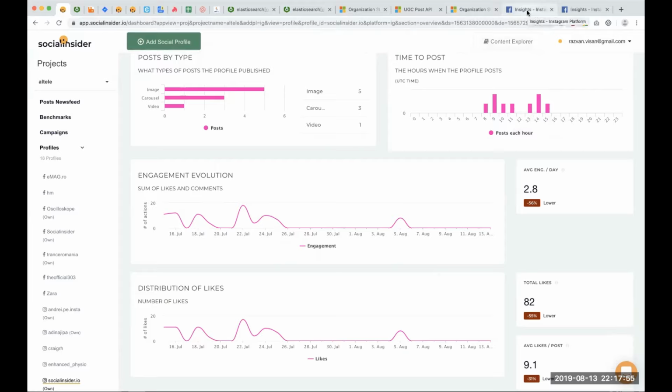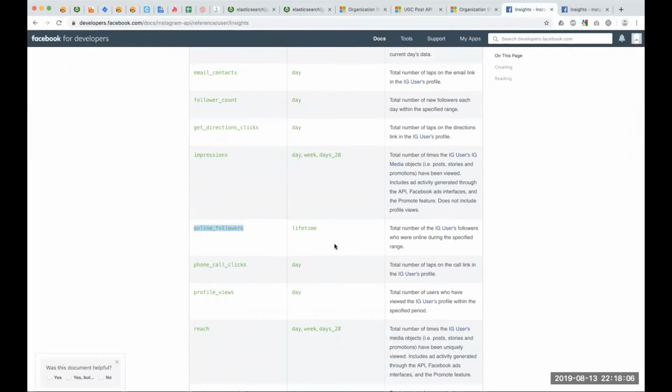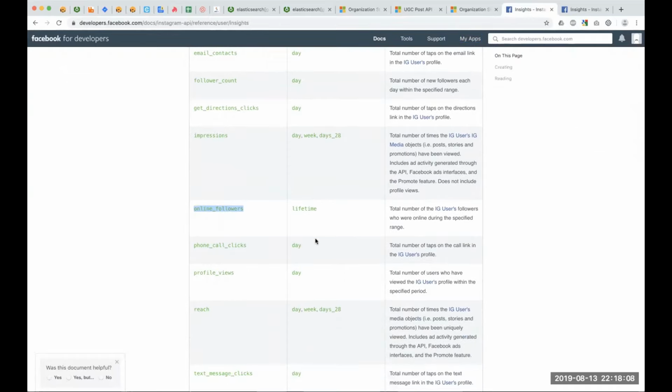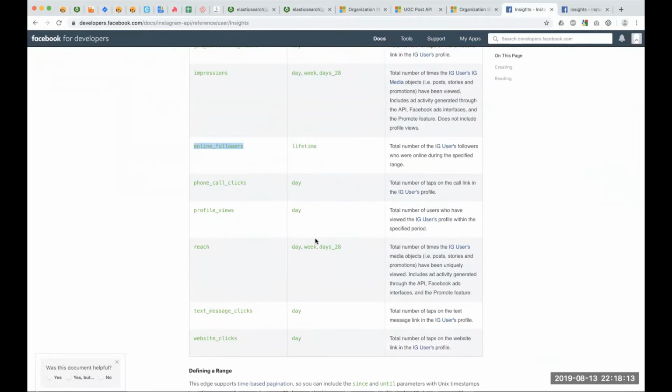At the moment, we're still checking the apps, and oh, I forgot one last thing, the online followers. So the online followers metric, I forgot about it because we don't show it in the dashboard. It's the number of the followers of the profile who are online during the specified range. So this is a lifetime metric.